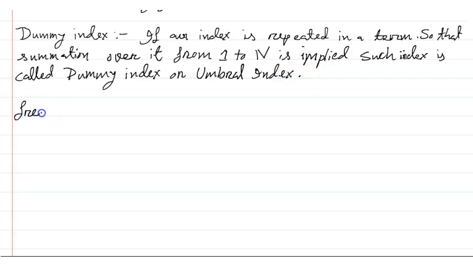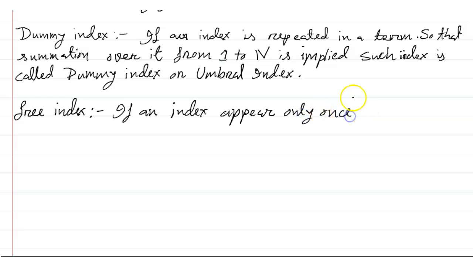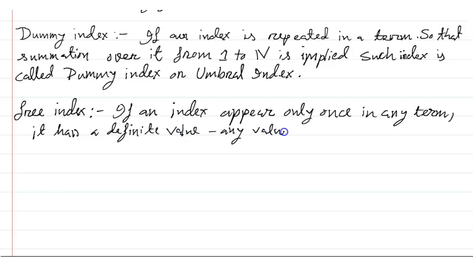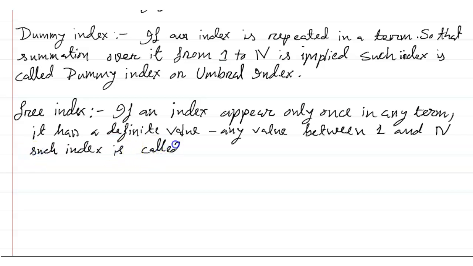Now we discuss free index. According to the summation convention, if an index appears only once in any term, it has a definite value, any value between 1 and capital N. Such an index is called a free index. So friends, we discussed free index and dummy index.